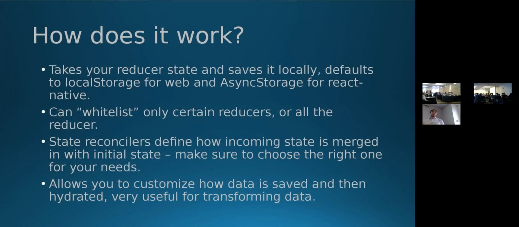So maybe we want to save certain reducers and the contents of those reducers. Maybe we want to blacklist certain reducers and not save data for those. Maybe we only want to save some portion of data. It allows us a lot of flexibility to make that happen. It also allows us to define how, when data is being rehydrated back into the app from the storage method, that works, what data is overwritten, what data wins, kind of how that merge process looks like.